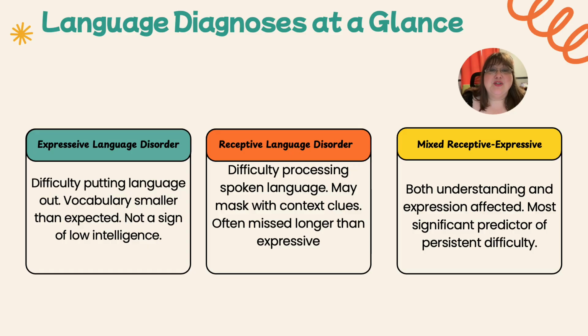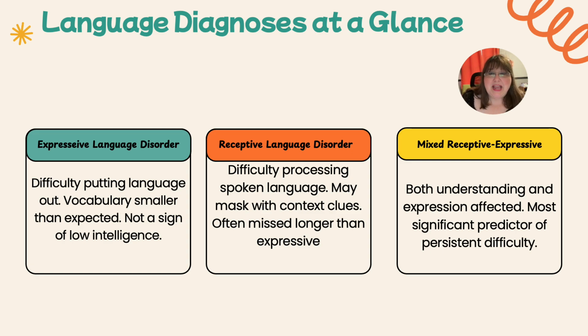A receptive language disorder is often missed because children can become very skilled at using context, routine, and social cues to compensate for their difficulty processing spoken language. At home, this can look like not following multi-step directions, difficulty answering questions, needing instructions repeated frequently.